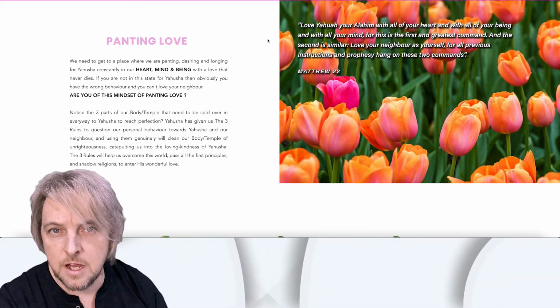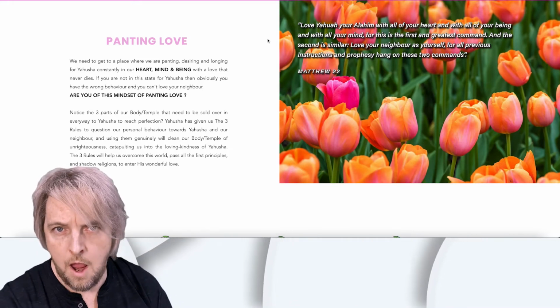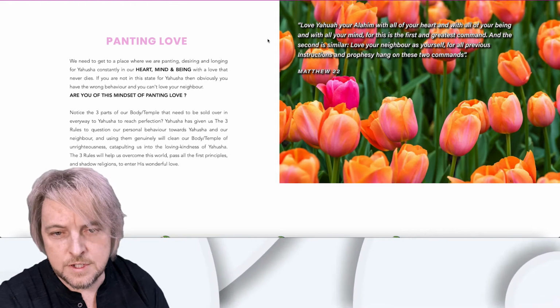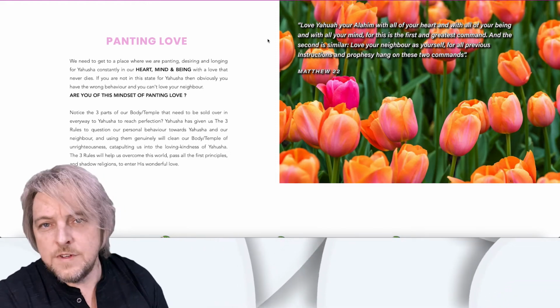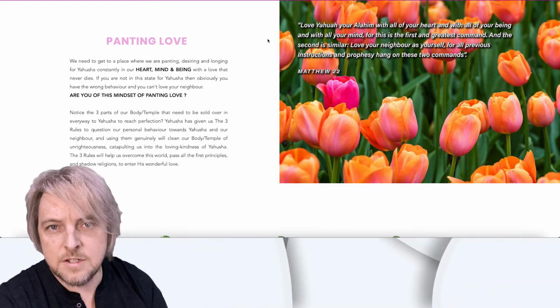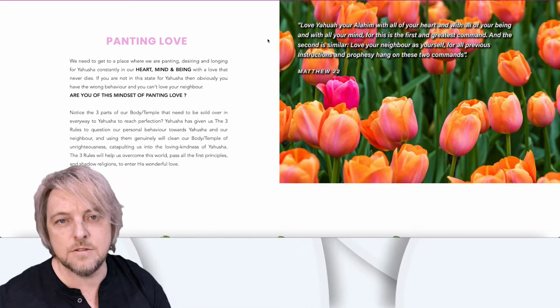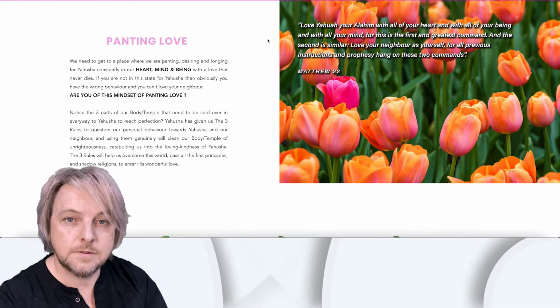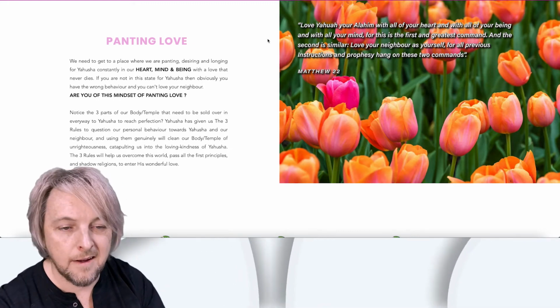For all previous instructions and prophecy hang on these two commands. Some translations say, all the Torah and the prophets hang on. The Torah is just instruction. And prophets gave prophecy. So all previous instructions and prophecy hang on these two commands. Nothing goes against these two commands, because they are a summary of the previous main 10.